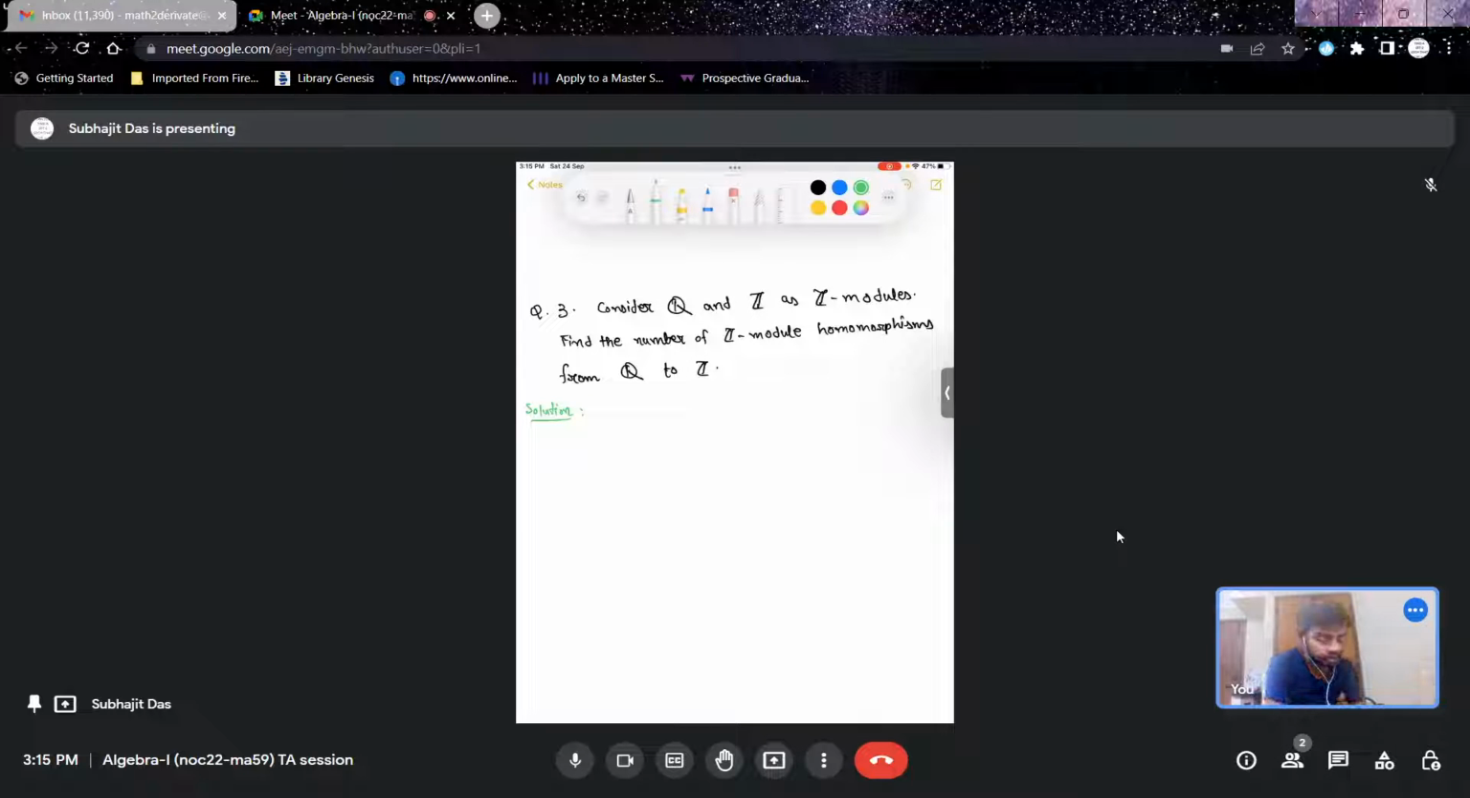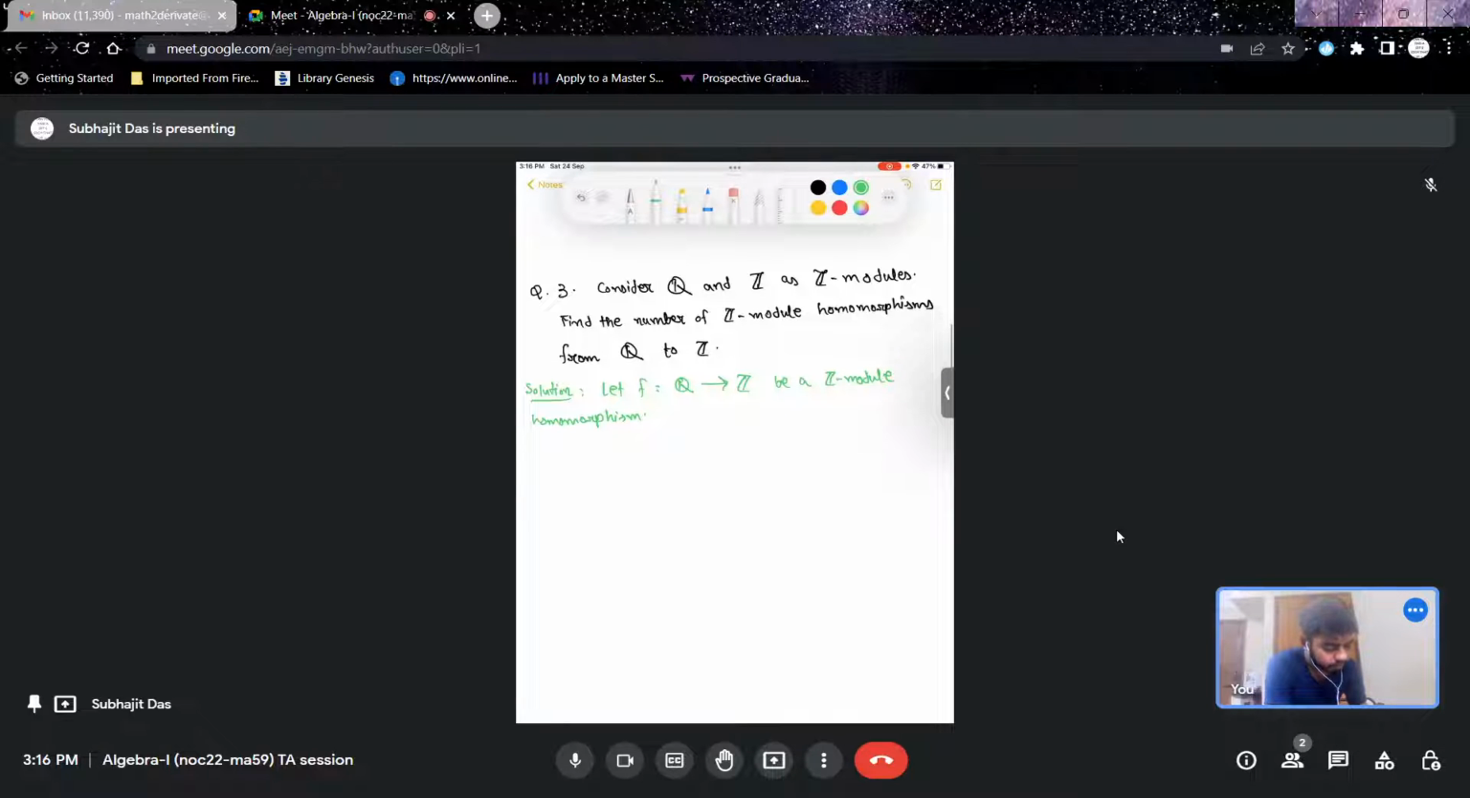Okay. So we claim that there is exactly one such homomorphism, namely the trivial map. So let f, mapping Q into Z, be a Z module map. So let a be in Q minus 0. Okay. Now we are basically going to solve this.